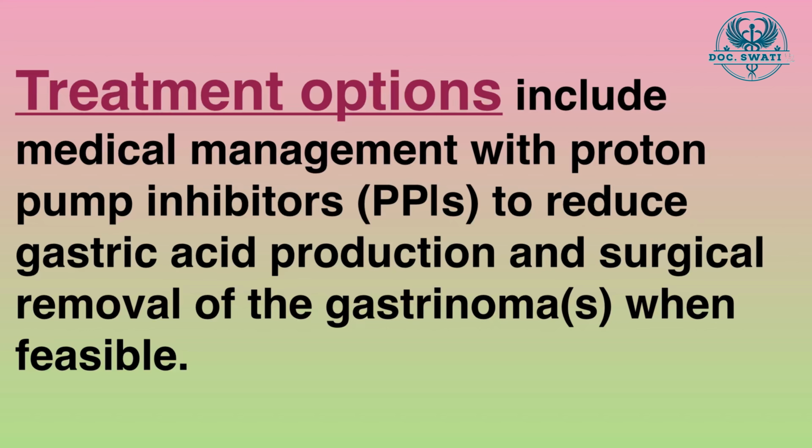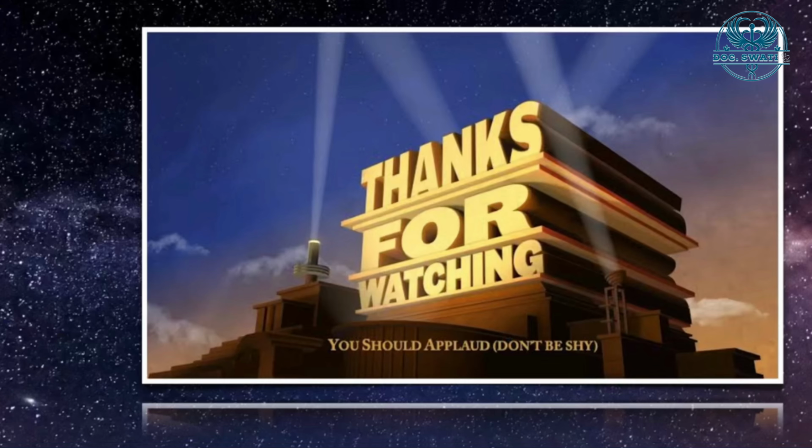The treatment options include medical management with proton pump inhibitors (PPIs) to reduce gastric acid production and surgical removal of gastrinomas when feasible. So with this, we come to an end of the Season 1 of A to Z series.